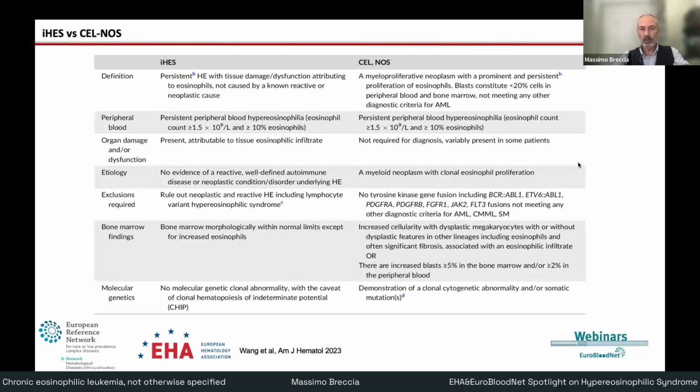So CEL-NOS is a myeloproliferative neoplasm that requires persistent peripheral blood hypereosinophilia, but does not require organ involvement, so it is variably present in some patients. And we have to exclude all the other forms, but the bone marrow findings that we now detail in particular showed an increased cellularity with dysplasia and the possibility to find some blasts, but it is, I believe, important to demonstrate clonal cytogenetic abnormality and or somatic mutations.